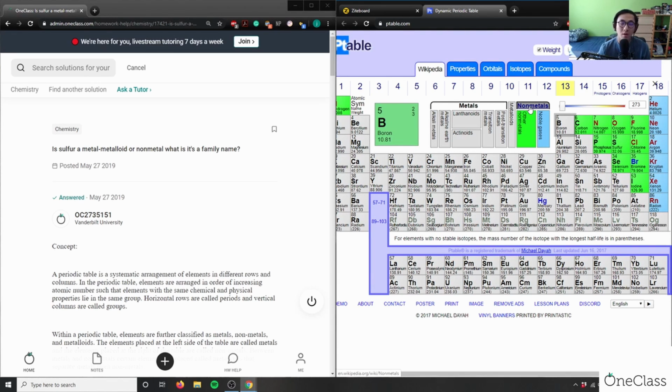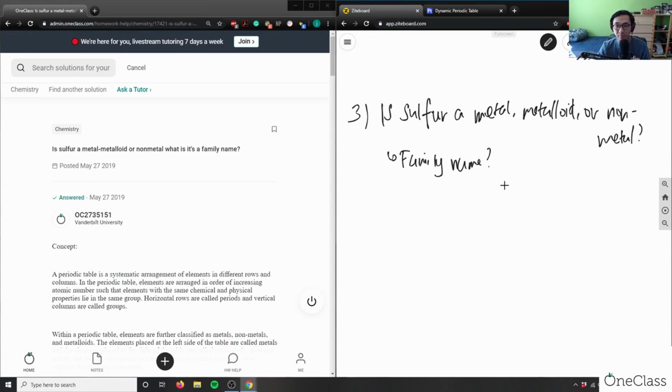Also, we have to figure out what its family name is as well, because sulfur belongs in here. This is group 16. This will be the family name of sulfur, right? So in this case, it would be a chalcogen, or you can say simply just group 16. It would be its family name here. So I'm going to say that sulfur is a non-metal and belongs in group 16.